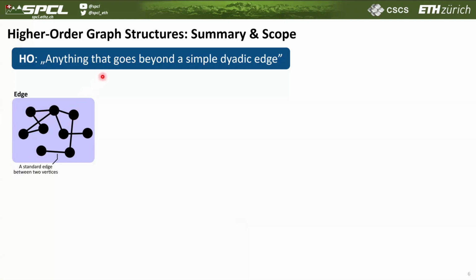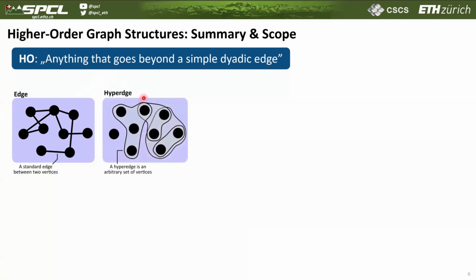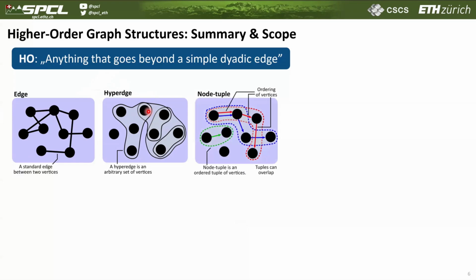One way of introducing higher order is to use a hypergraph, where instead of these dyadic edges, we have hyperedges, which are basically edges modeled with subsets of vertices. So now an edge can cover multiple vertices. Another way to introduce higher order is to introduce so-called node tuples. Now we have tuples of vertices that can be seen as a kind of hyperedges with an inner ordering of the vertices imposed. They connect these vertices in an ordered way.